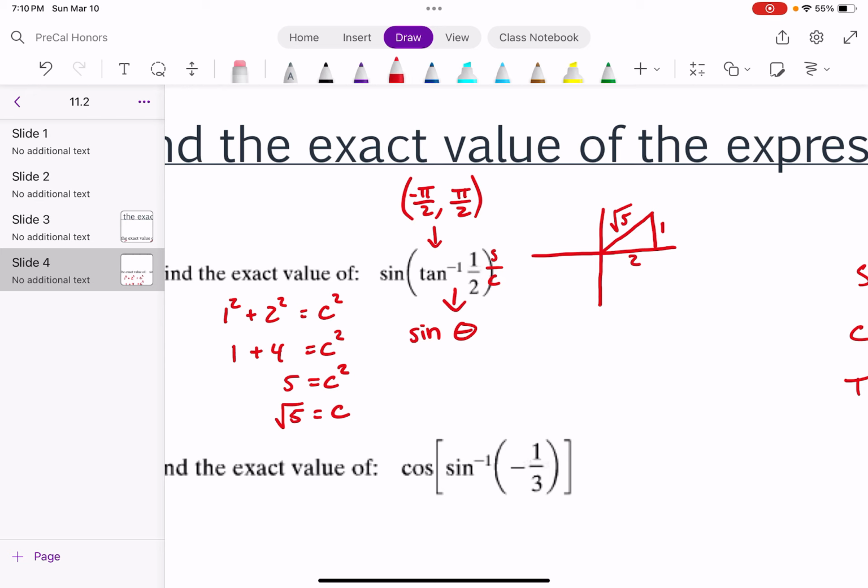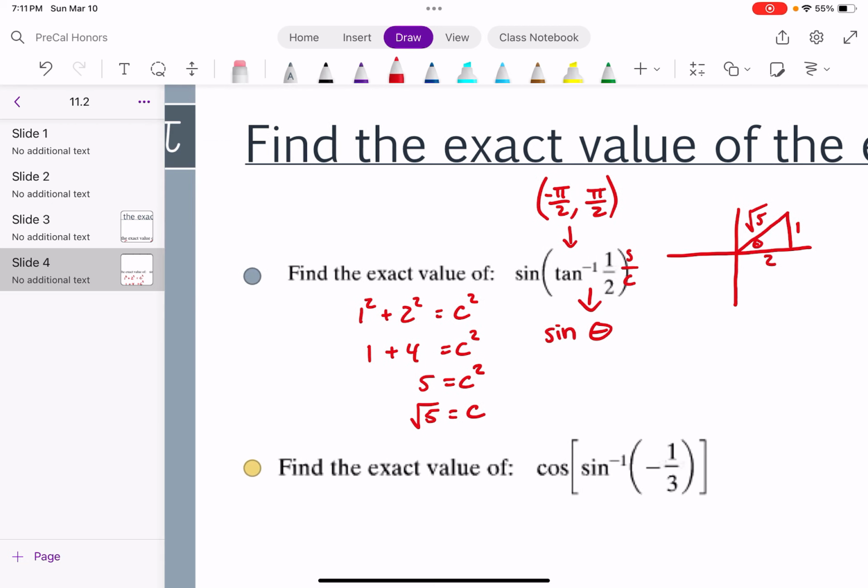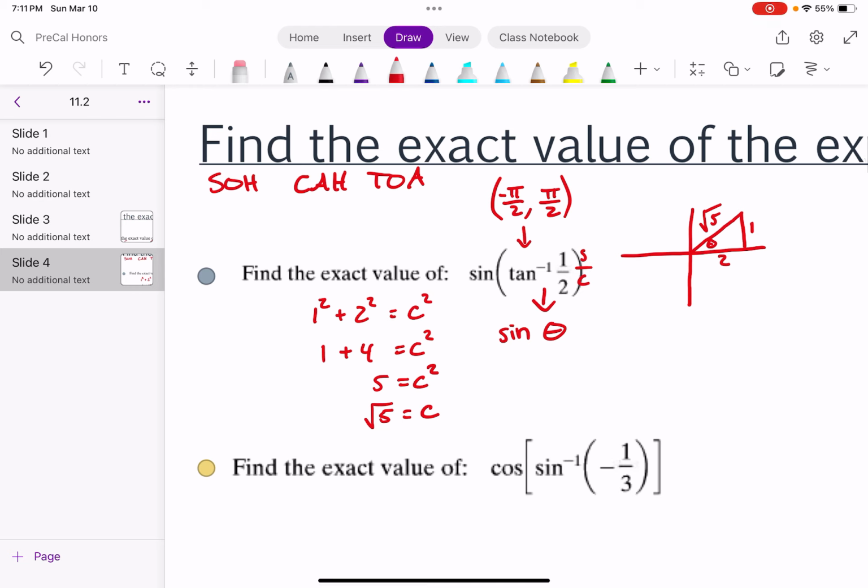Keep in mind, we know the sides, we are not sure of what actual theta is, our angle. Remember, our angle is right here. We're going to go ahead and find the sine of theta, which, remember, if we take a look at SOHCAHTOA, sine would be opposite over hypotenuse, which would give us a value of 1 over the square root of 5.